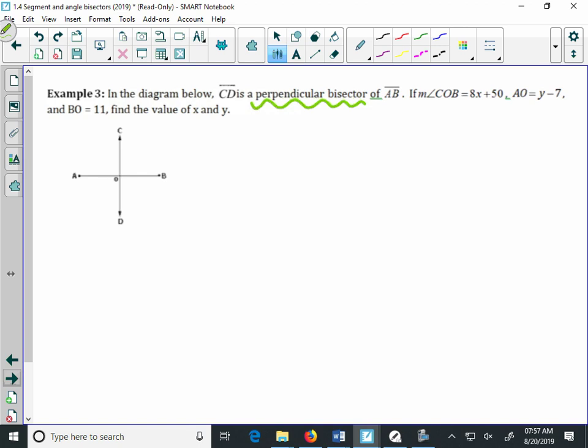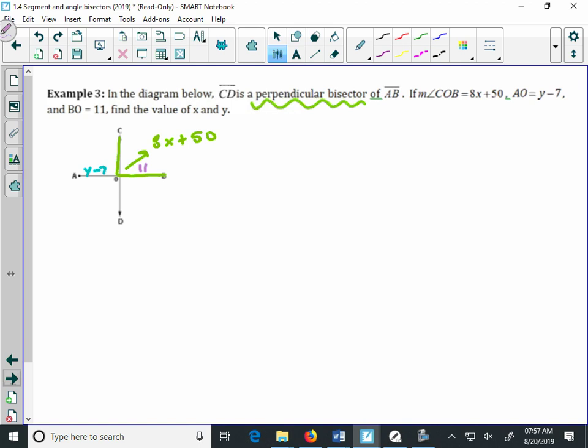I think it's really helpful if you label your diagram. So it told me this angle right here, COB, I'm going to draw a little arrow, is 8x plus 50. So I know that angle right there is 8x plus 50. It also told me that AO is y minus 7. So I'm going to label that where AO is, y minus 7. And then it said BO is 11. So I'm going to label BO with 11.